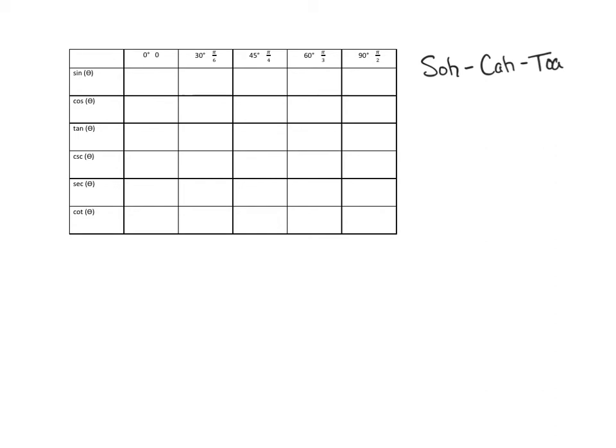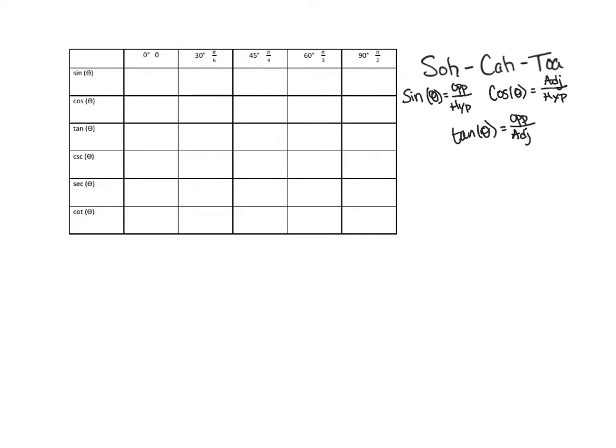So this SO stands for sine of some angle, let's call it theta, is equal to opposite over hypotenuse. The CAH, or cosine of theta, is equal to adjacent over hypotenuse. And then the TOA, or tangent of theta, is equal to opposite over adjacent. Now, when I'm talking about this opposite, adjacent, hypotenuse, what am I talking about?